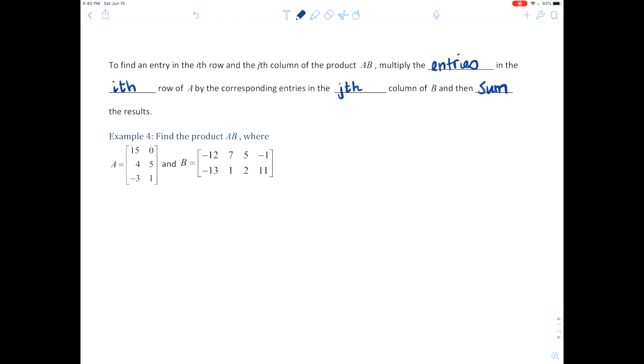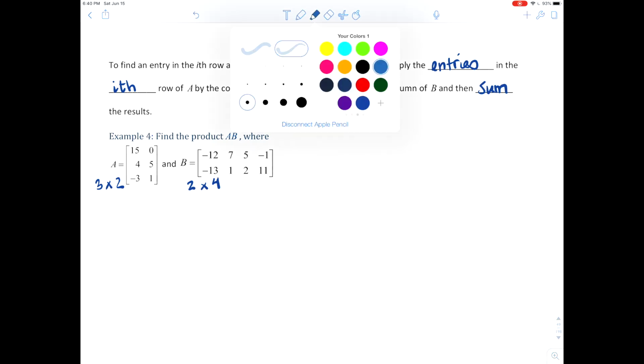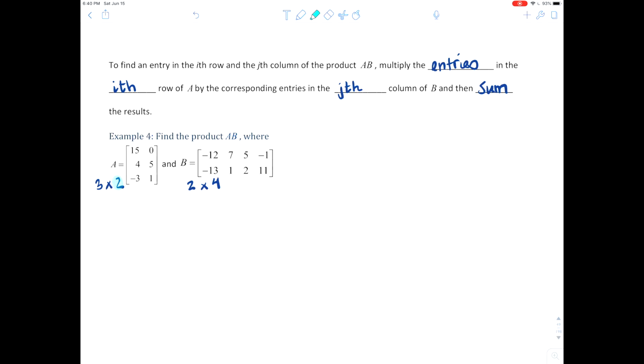So let's check it out. All right. What I do usually is, A is what size? A is size 3 by 2, right? 3 rows, 2 columns. And what size is B? Beautiful. 2 rows by 4 columns. So as long as the insides match, meaning if you put them side by side, the columns in A are equal to the rows in B, that tells you it's okay to do the multiplication.